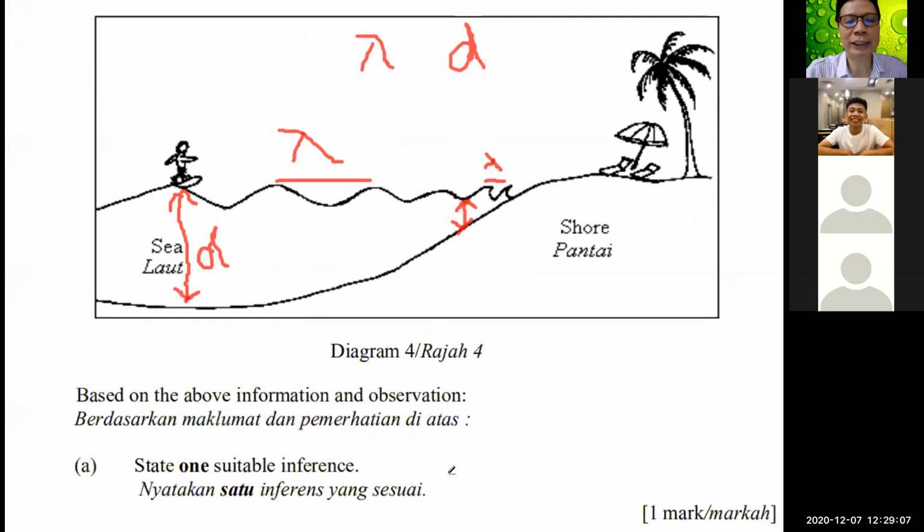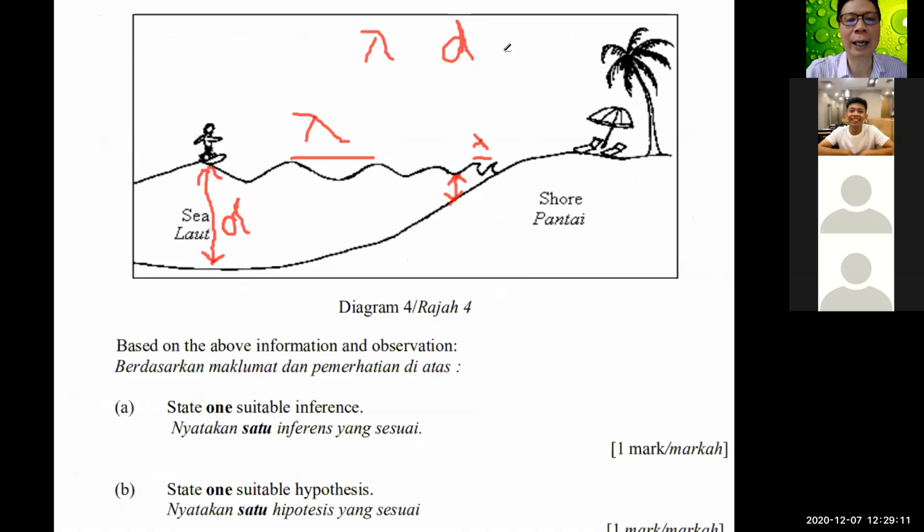Okay, can someone please type the inference and the hypothesis? Type the answer, please. Inference is what? Okay, inference here. Vanessa says the wavelength depends on the depth. Yes, very good, Vanessa, you are correct. Take Vanessa's answer now: wavelength depends on the depth.